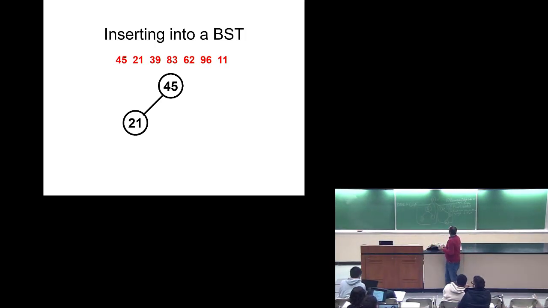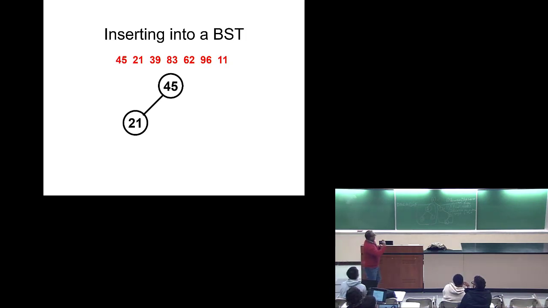45 was already a binary search tree. You agree with me? Just node 45 is already a binary search tree with no left subtree, no right subtree. Okay? So when we had to add 21, we figured out that it is less than 45. We put that on the left hand side.